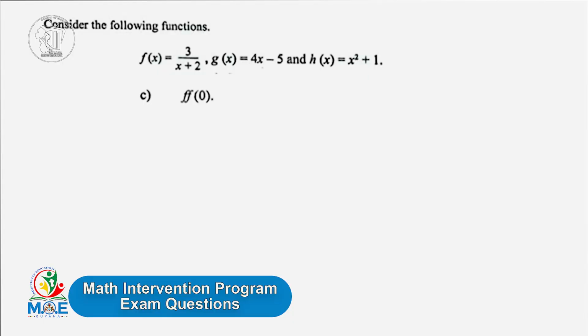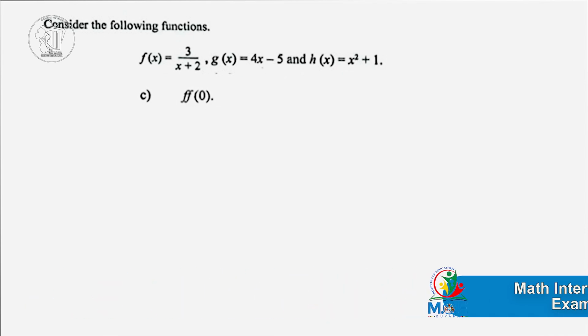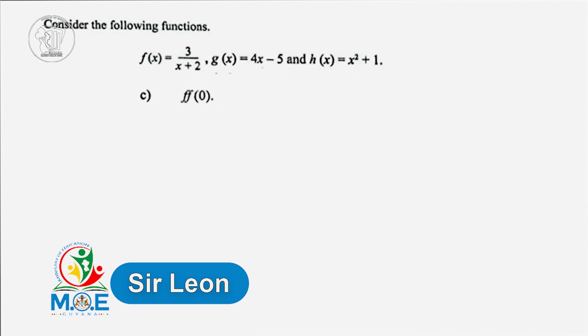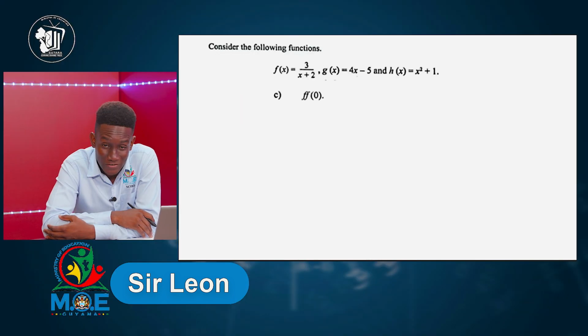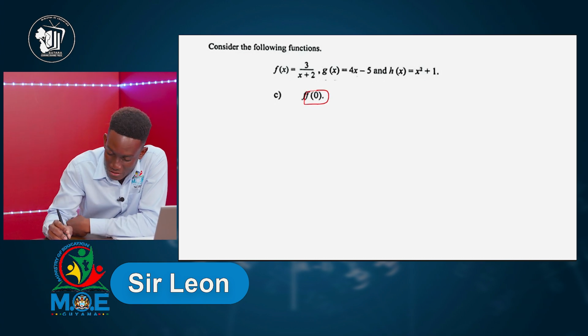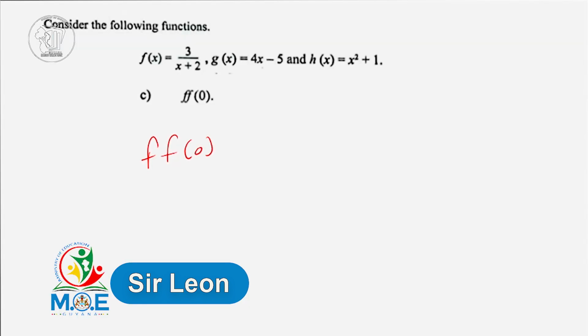The question says, f of x is equal to 3 over x plus 2, and g of x is equal to 4x minus 5, and h of x is equal to x squared plus 1. And they're asking us to find f of f of 0. So what this is basically saying is, we're taking f of 0 and putting that inside the function f. So let's do that. We have the function f of 0, we're finding that first.